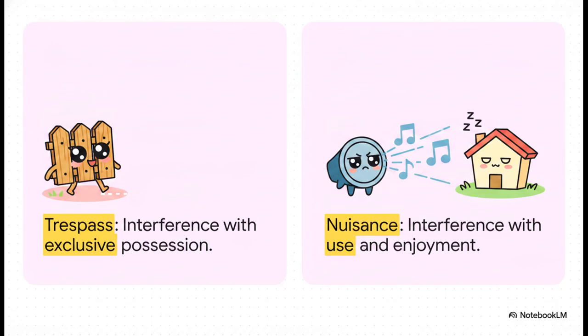Think of it like this. If your neighbor builds a physical fence 3 feet onto your property, they've invaded your exclusive possession. That's your classic trespass. But if that same neighbor stays completely on their side of the property line and decides to blast heavy metal music at 3 a.m. every single night, well, they haven't physically invaded your land, but they've definitely created a substantial interference with your use and enjoyment of it. That right there is a private nuisance.